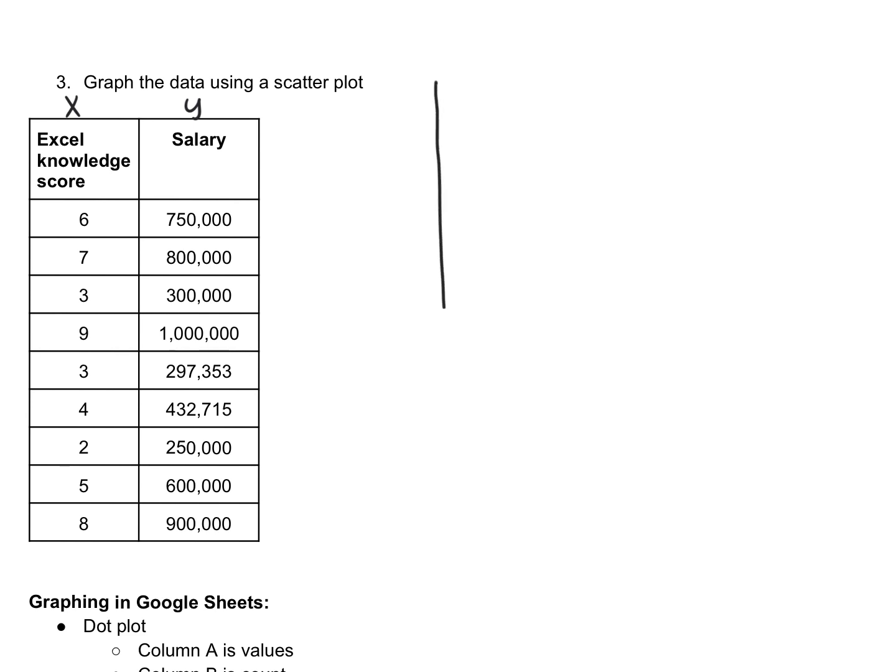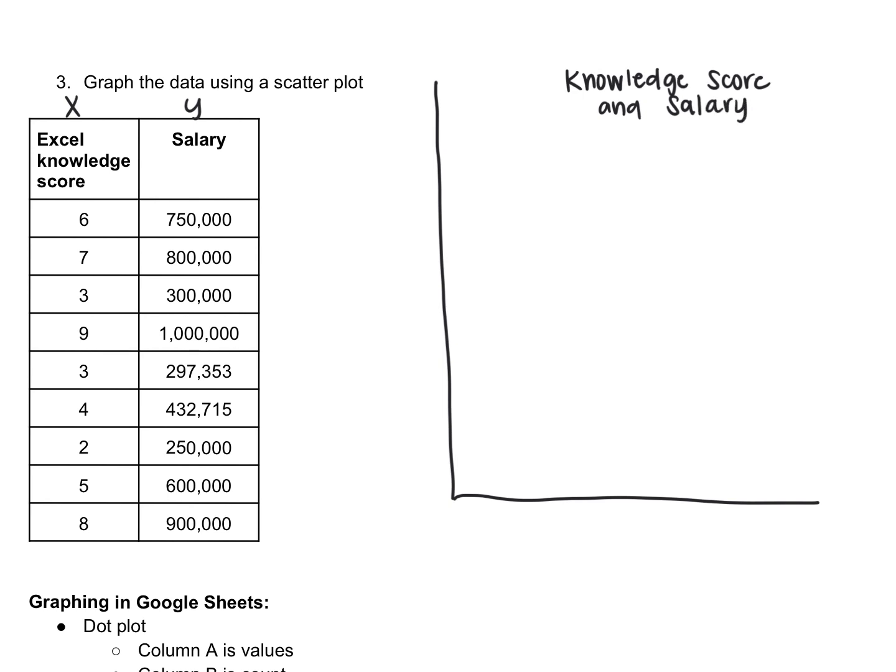So I'm just going to create an X and a Y axis here. And my title can be knowledge score and salary. My X-axis will be my knowledge score. And my Y-axis is going to be my salary. Now I can pick a scale for my X-axis and then I'll pick a scale for my Y-axis. They do not have to match here.